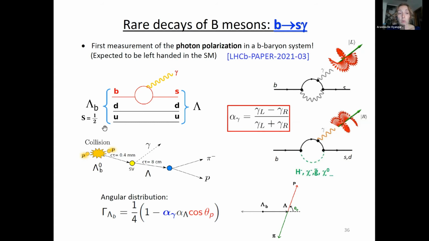This is quite sensitive, quite interesting because of the spin of the Lambda_b. What we do is measure the angular distribution, just the angle of the proton. With this angle, you are sensitive to the photon polarization contribution, because this alpha gamma parameter is giving you the left- and right-handed contributions.